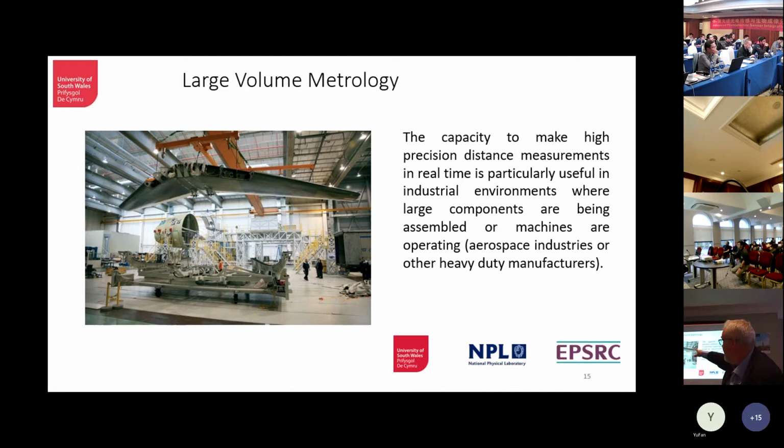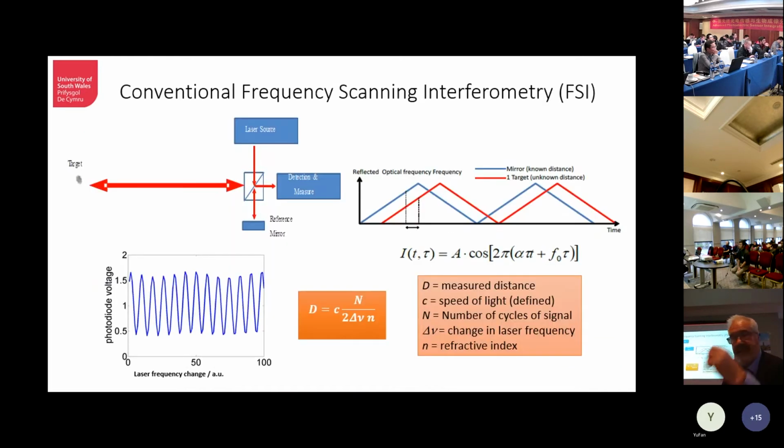So when they're trying to do this accurately, they've got things banging around because it's a real environment. People are doing work. And it's a real problem. So they approached us and the National Physical Laboratory in London and said, look, can we find a solution to this? So this is just showing you a standard Michelson interferometer.